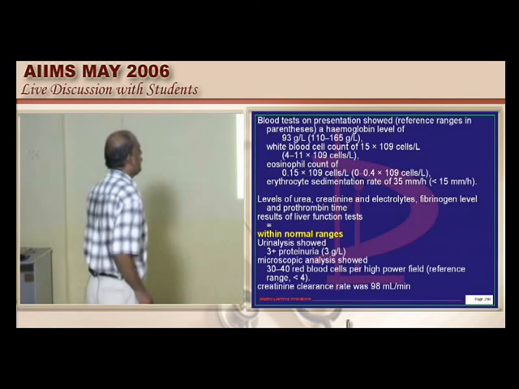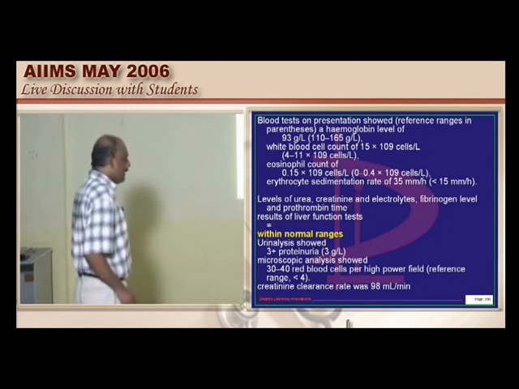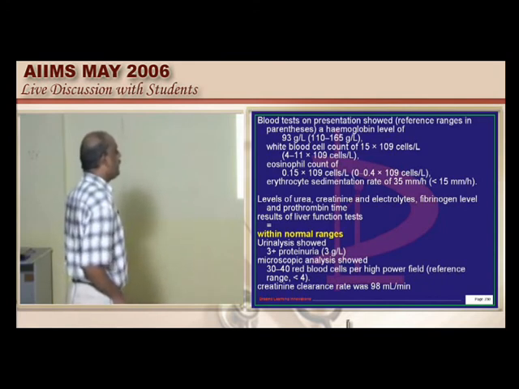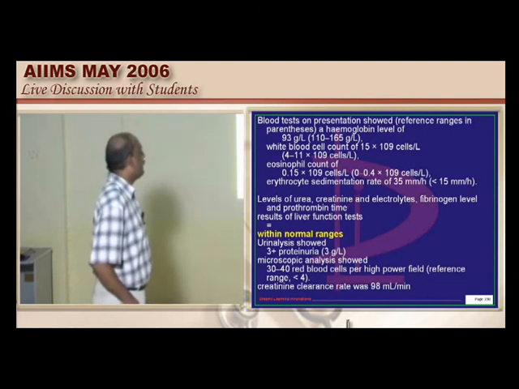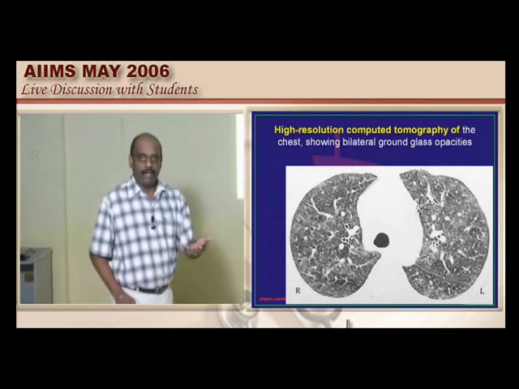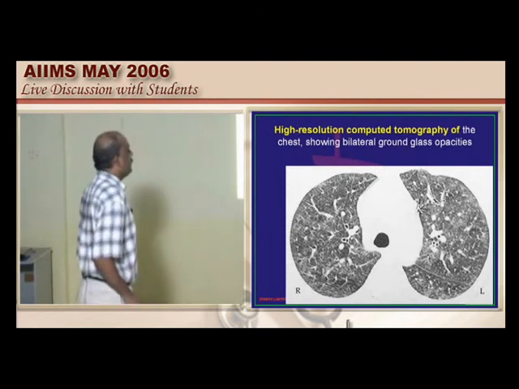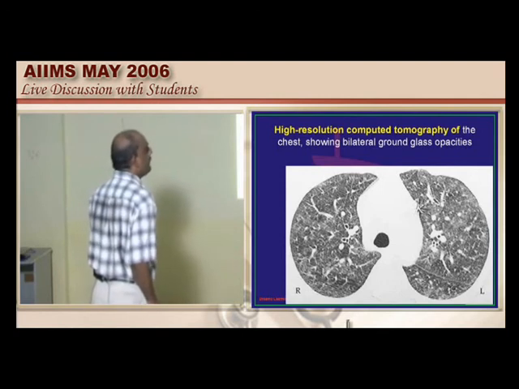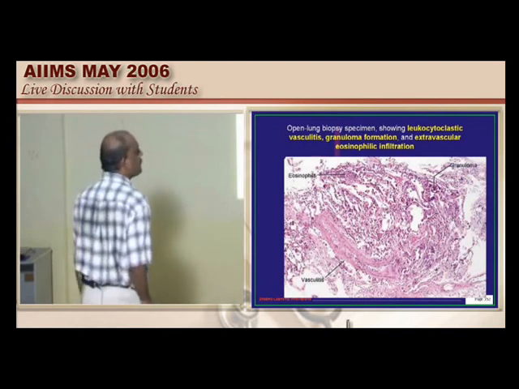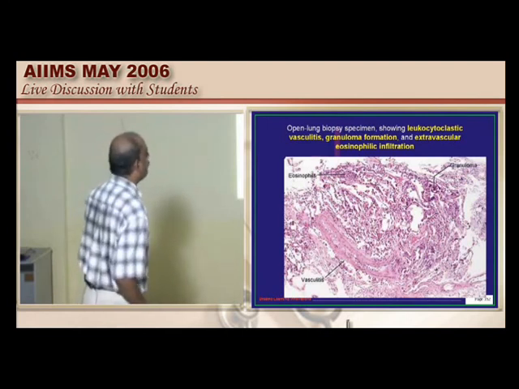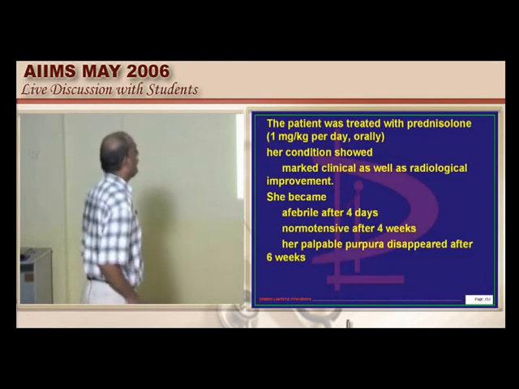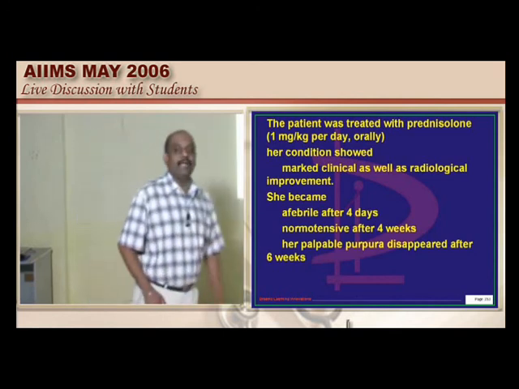On blood examination, the LFT and the urea, creatinine, electrolytes were all normal, but the urinalysis showed 3+ proteinuria with hematuria clearly found. When a high resolution CT scan of her chest was done, because vasculitis was suspected, a lot of bilateral ground glass opacities were discovered. When the open lung biopsy was done, there was a lot of leukocytoclastic vasculitis with a lot of granuloma formation. The patient was treated with prednisolone, and there was marked radiological improvement at a later point of time, and she is a classical case of Churg-Strauss syndrome.